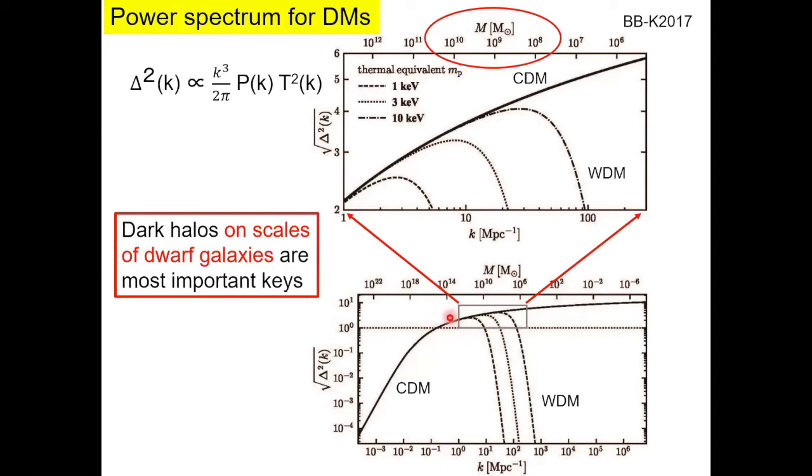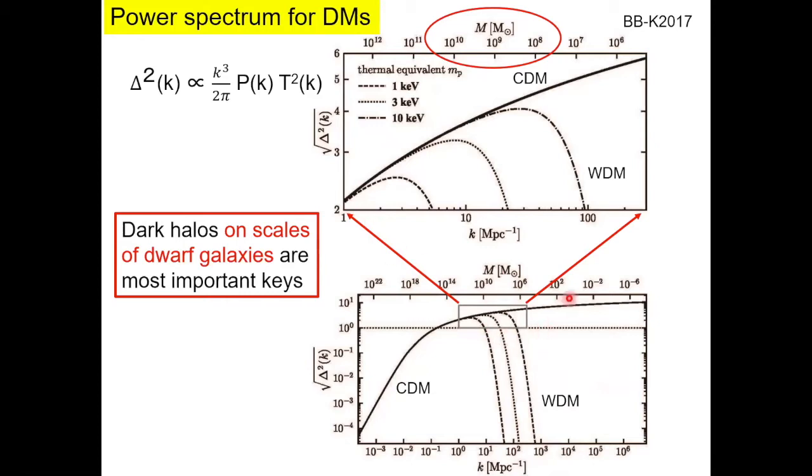But to suppress the number of such subhalos, one can adopt so-called warm dark matter. Compared to cold dark matter, the mass of each particle is of order keV. Here, 1 keV, 3 keV, 10 keV. So if we adopt such a light dark matter particle, then the power is suppressed, at the scale of 10^6 to 10^10 solar masses. And this is indeed the mass scale for dwarf spheroidal galaxies.